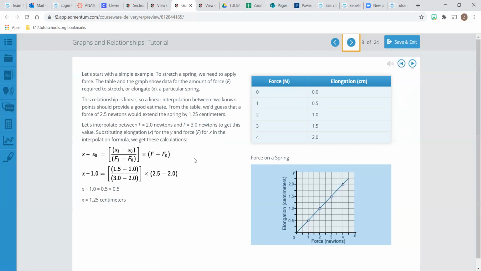But don't let that fool you. If you just plug in the numbers, f for here and then x for here. Plug in. We're given 1.25 centimeters. And you can always check here, right? So if you know the force is 2 and you get 1 centimeter of elongation, and if F is 3, you get 1.5, your answer should be somewhere between 1 and 1.5 elongation. And it was 1.25 for elongation.